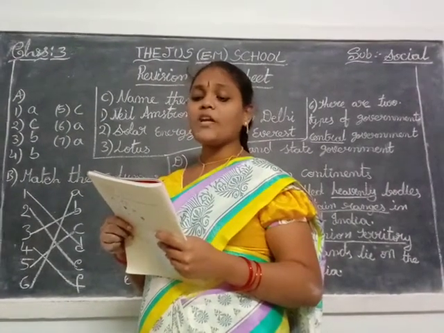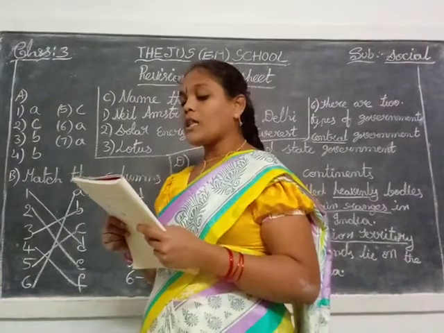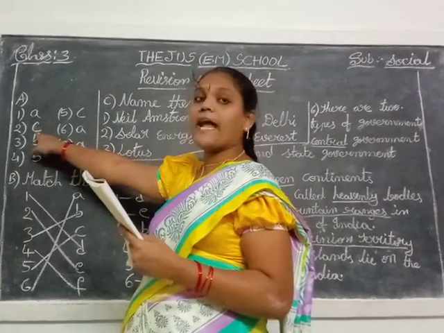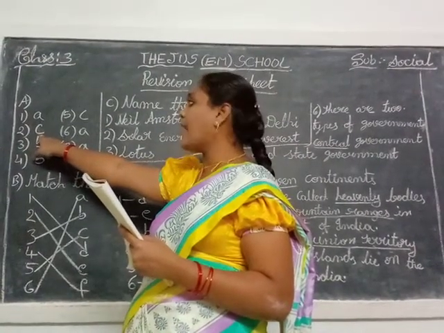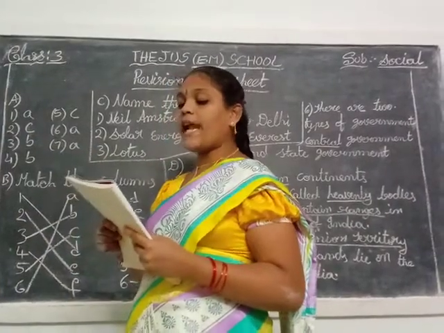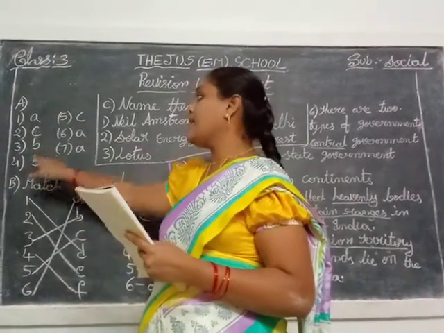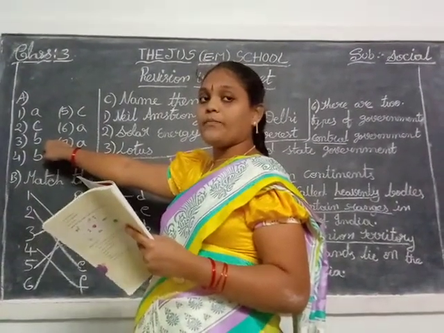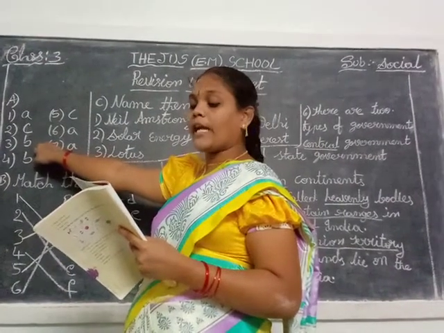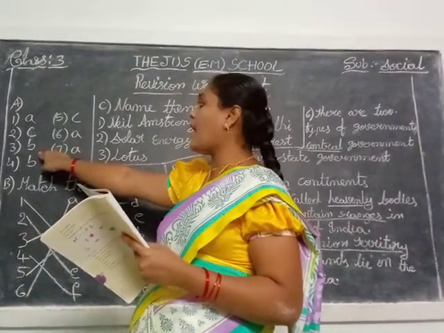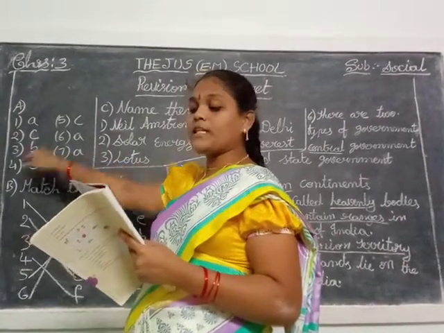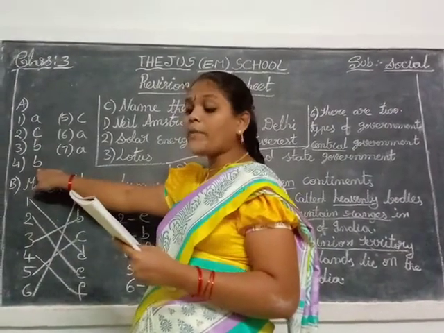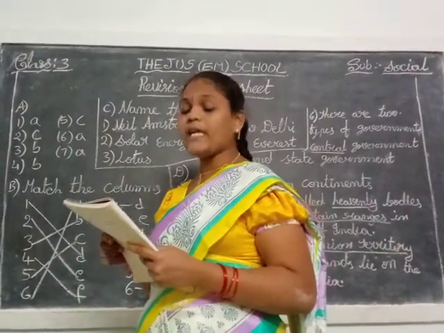The big holes on the surface of the moon are called. Second one, option C, craters. Next third one, the capital of Punjab and Haryana is. Option B, Chandigarh. Next fourth one, the water body that lies to the west of India is. Arabian Sea.